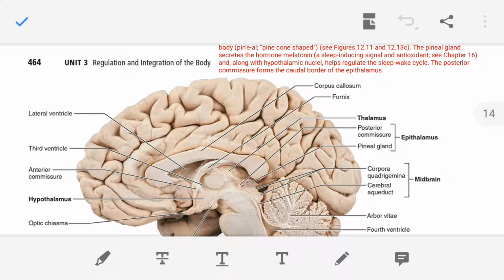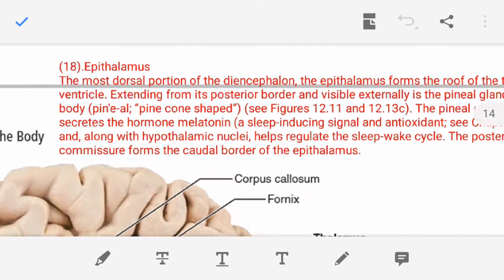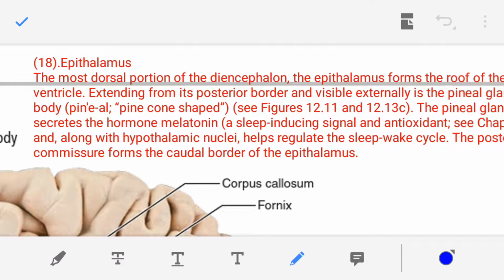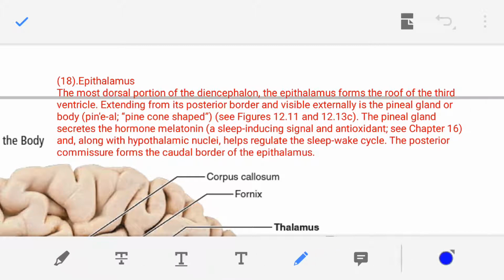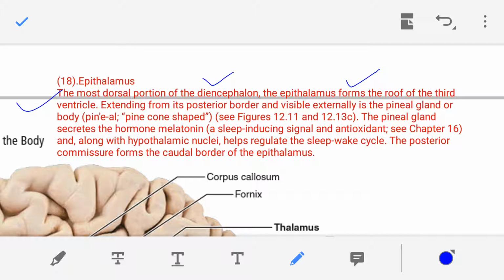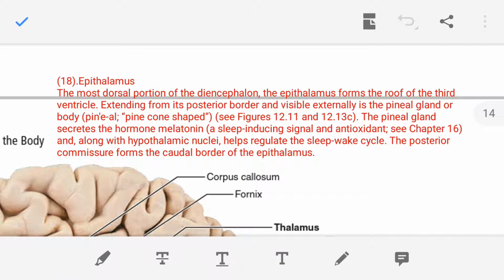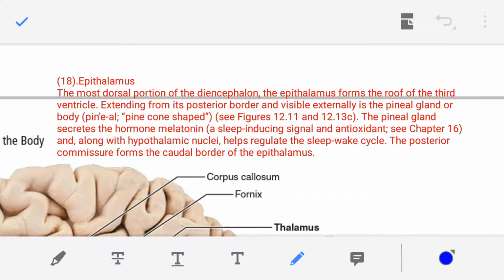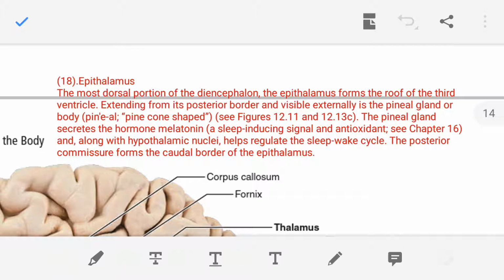Okay, so now we are discussing the epithalamus. See, the epithalamus is the most dorsal portion of the diencephalon. So in the diencephalon, it is present on the top. Okay, the epithalamus forms the roof of the third ventricle. Okay, it is making the roof, or the top wall, of the third ventricle is made up by the epithalamus.